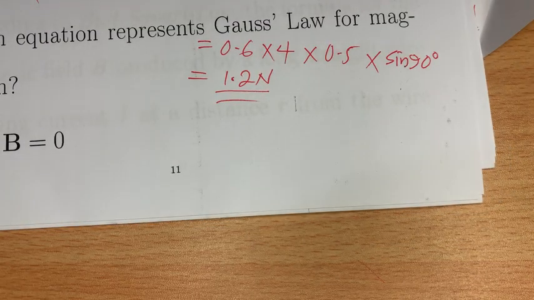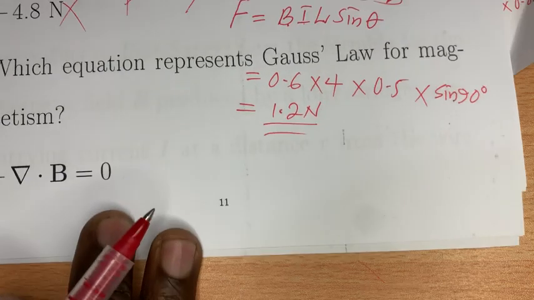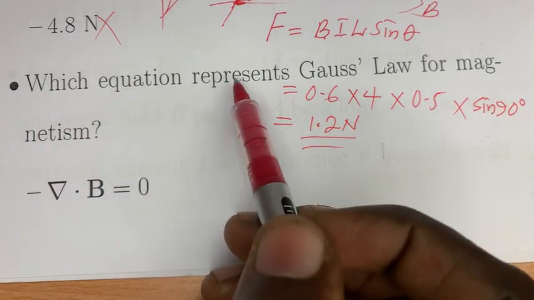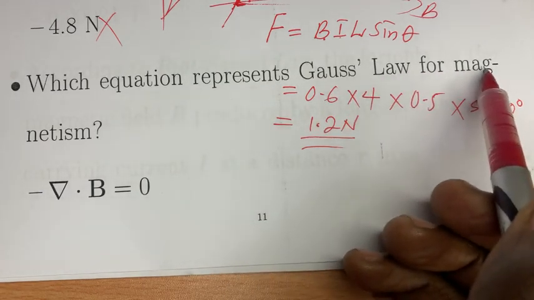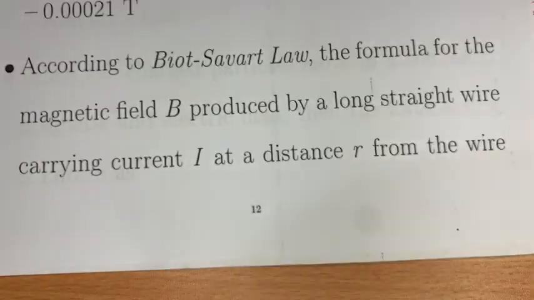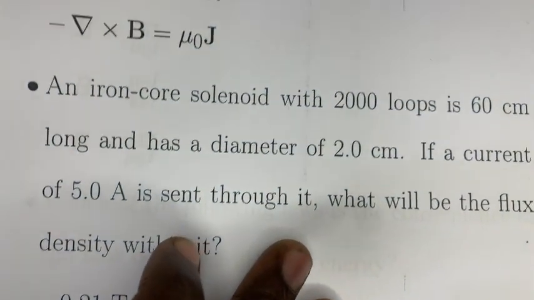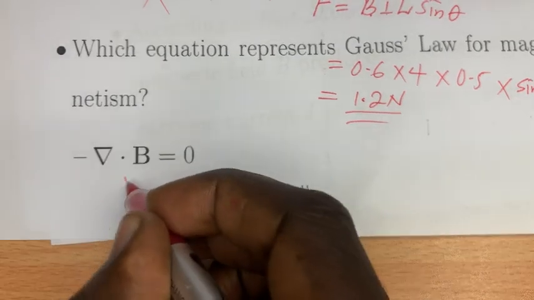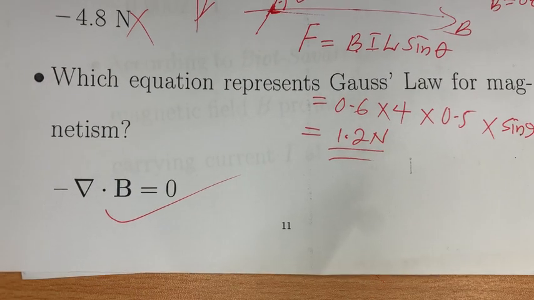Another interesting formula, interesting phenomenon. It says, which equation represents Gauss's law for magnetism? Is it this one, or these ones that we see here, or these ones that we see here? Look at them. Which one? I am going to tell you now that the correct option is the first one. This is the Gauss's law for magnetism.